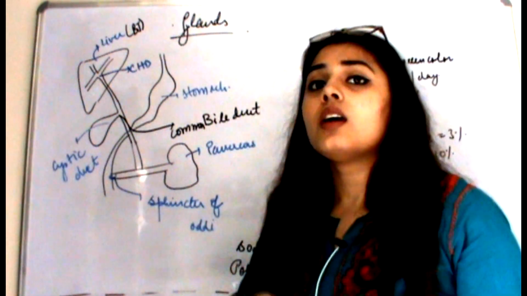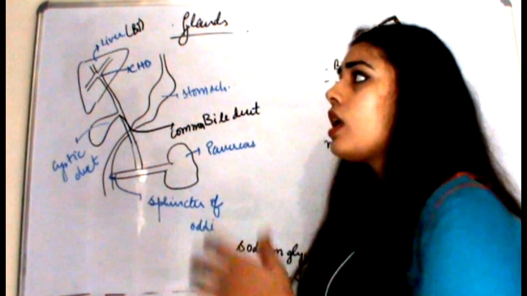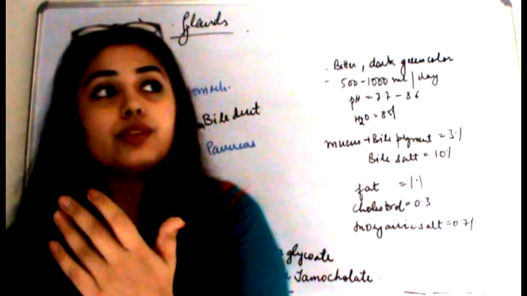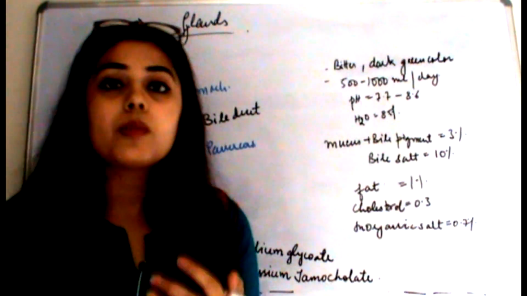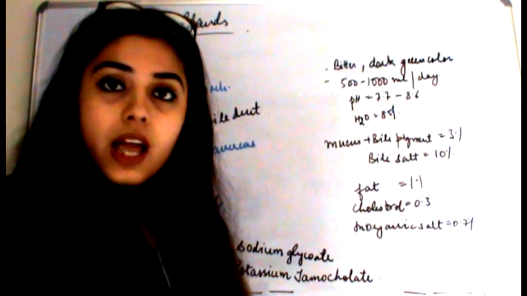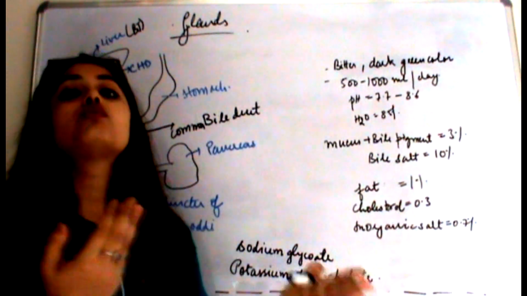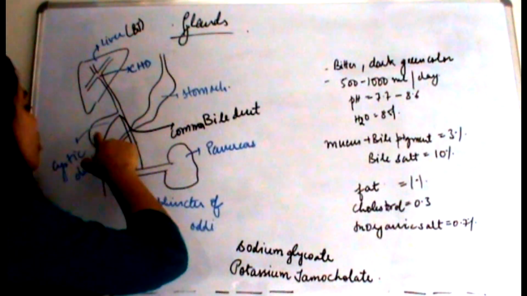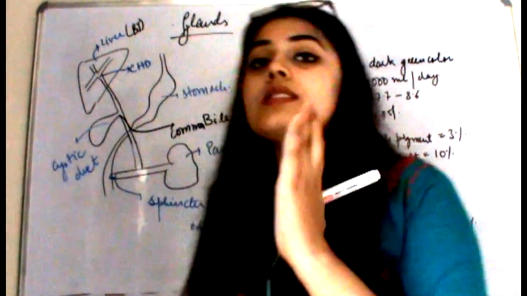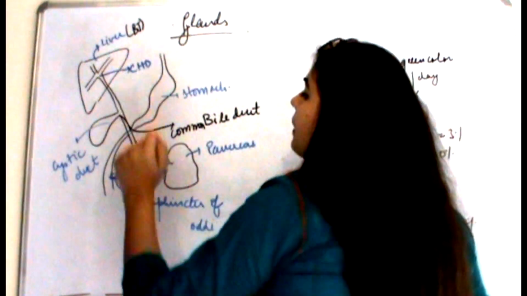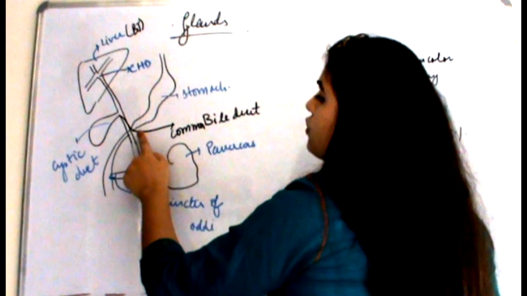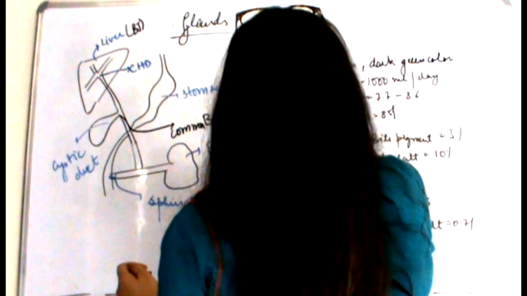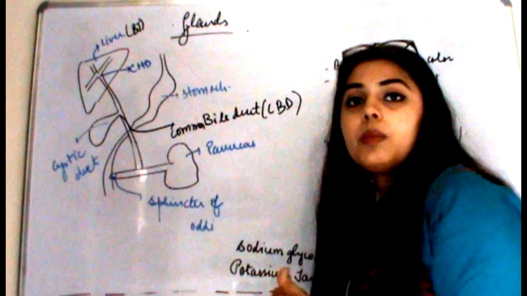Now what is the cystic duct? We've already studied this before: when the bile juice is formed in very excess amount, that excess is stored in the gall bladder, right? This is the gall bladder, and the duct that comes out from the gall bladder is known as the cystic duct. The common hepatic duct and the cystic duct join together and form the common bile duct, which is also known as the CBD. So this is the common bile duct.